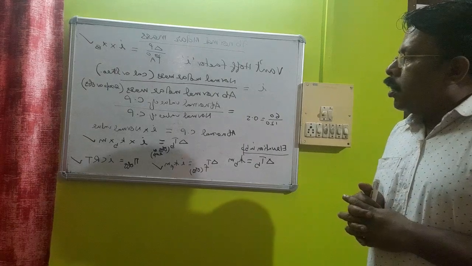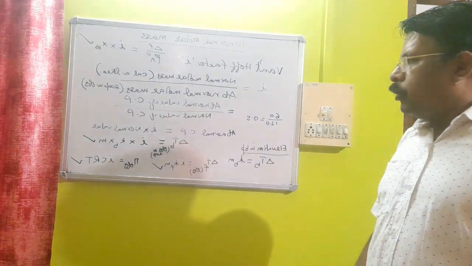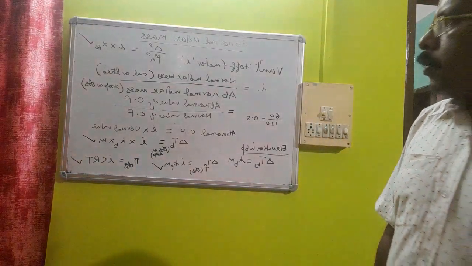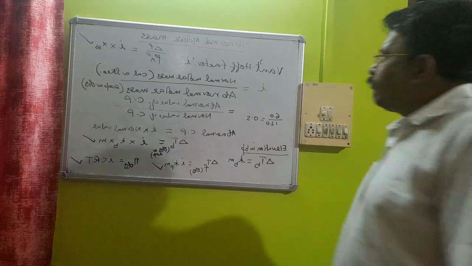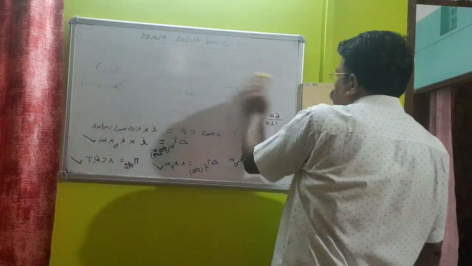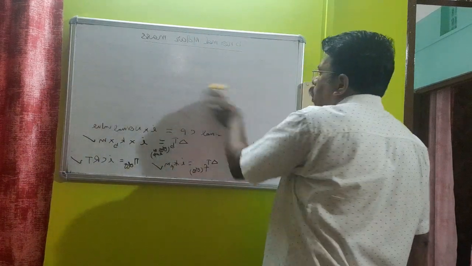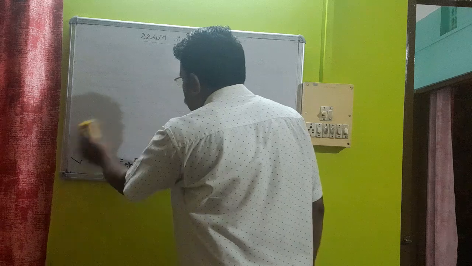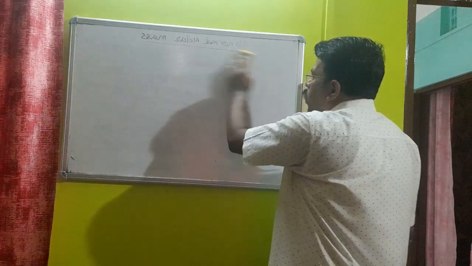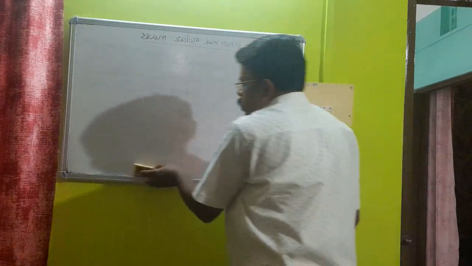Now, let me talk about what are the values of i for different solutes. I already said the value of i in case of acetic acid. I already said the value of i in case of sodium chloride. Let me talk about some other substance.